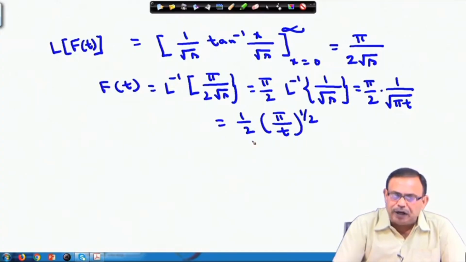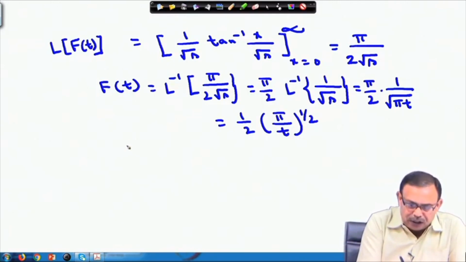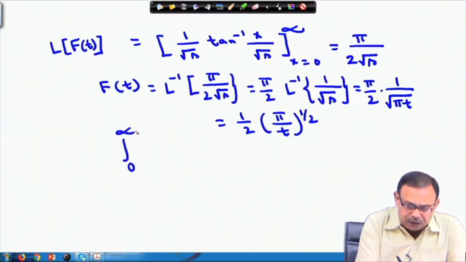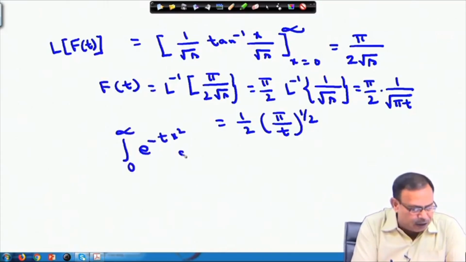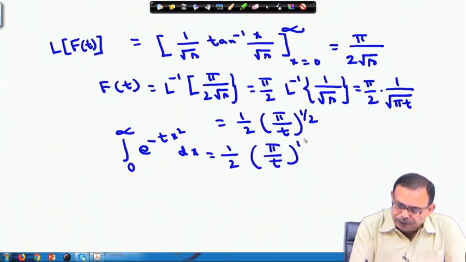So f(t) is equal to half into pi by t to the power half. So you see, using the convolution and the properties of Laplace, I am obtaining the value of your f(t). So that you can now tell that f(t) is the integral from 0 to infinity of e power minus t x square dx, and this equals half into pi by t to the power half.